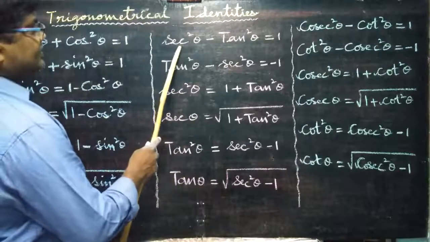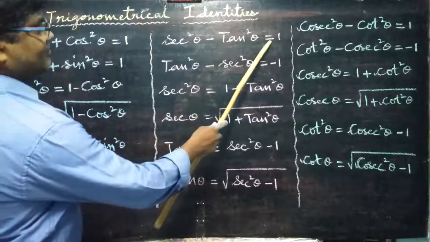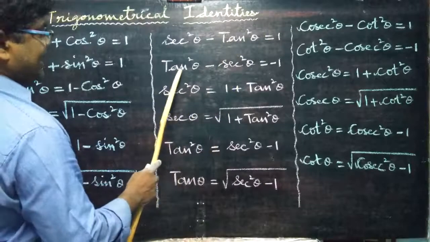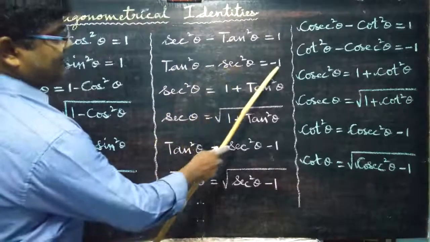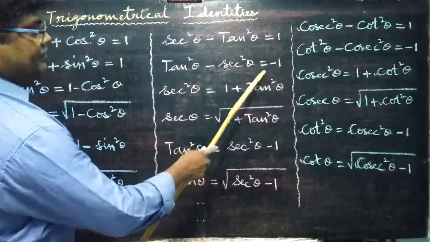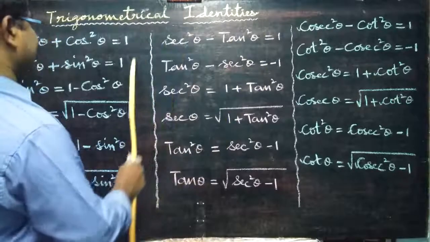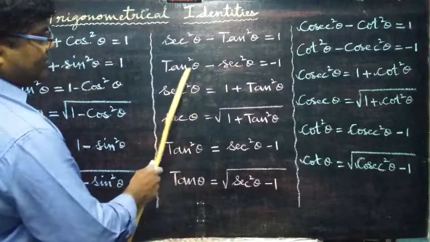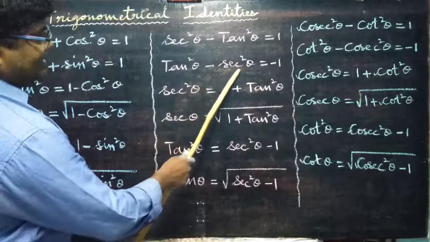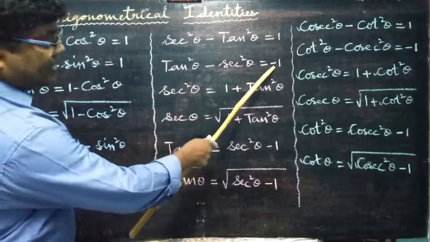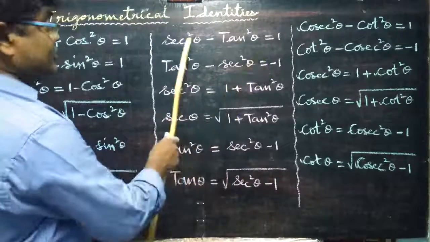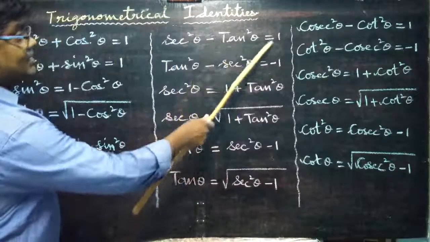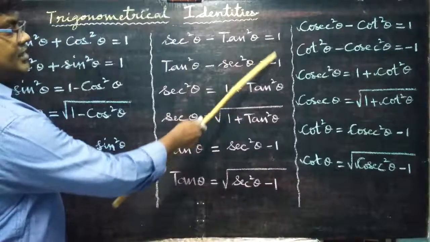But here you see secant square theta minus tan square theta is 1. If you do reverse, tan square theta minus secant square theta is minus 1. This is not an identity. Are you able to follow? Both are not identities only; here this is an identity and this is not an identity. When you see tan square theta minus secant square theta, in that place you have to write minus 1. Keep in mind. When you see secant square theta minus tan square theta, you have to write 1. Did you understand the difference?